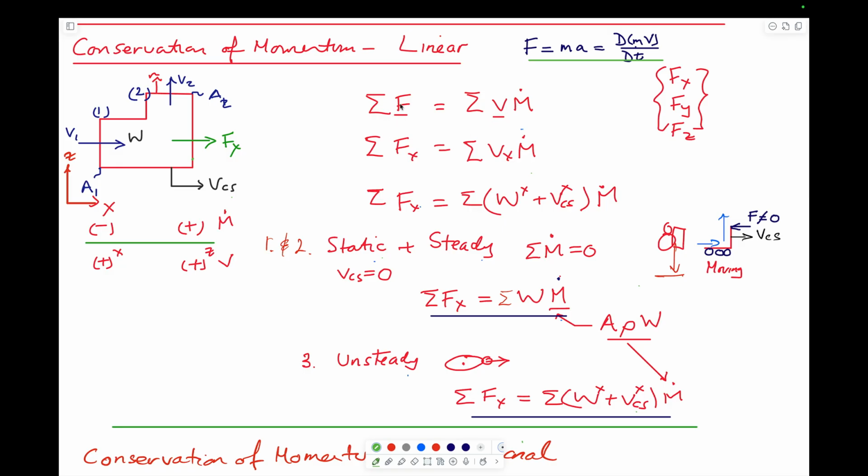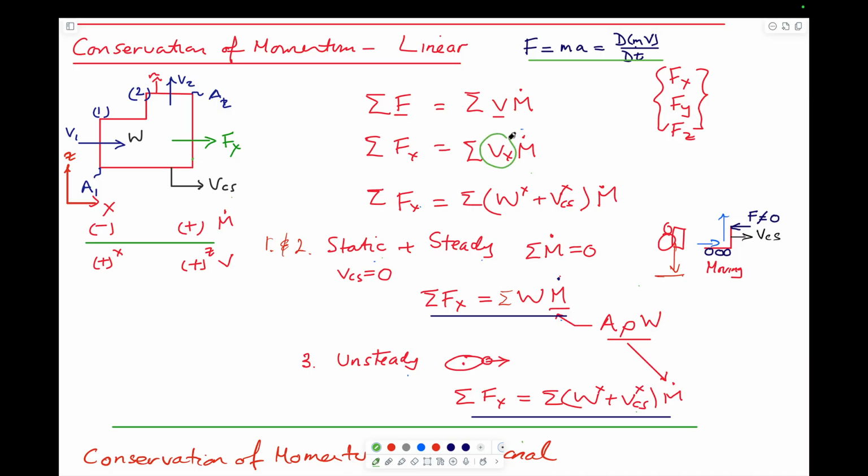This is a vector, so it's 3 components in the x direction, y direction, and z direction. Typically, you'll split it out so you deal with one direction only. And the sum of the forces acting in the x direction has to equal the sum of the product of mass flow rate and velocity in the x direction. The velocity in the x direction is relative to a static observer.